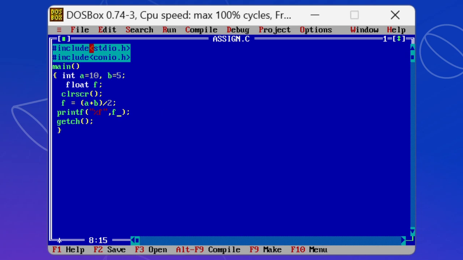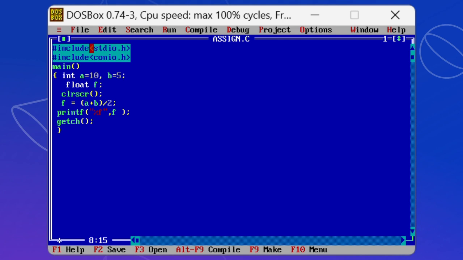Good morning, all. Now, read this program very carefully. A very simple program, but what output do you expect from this program? Integer A is assigned a value 10, B is assigned a value 5. There are two variables. Another variable is being taken, which is a float type F. Then clear screen just to clear the output window.